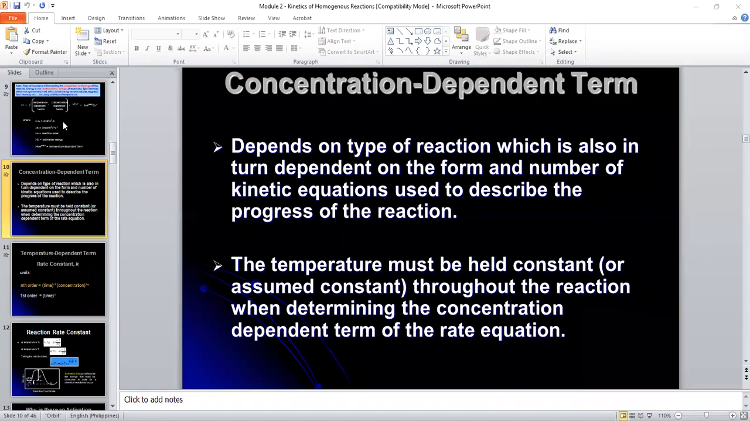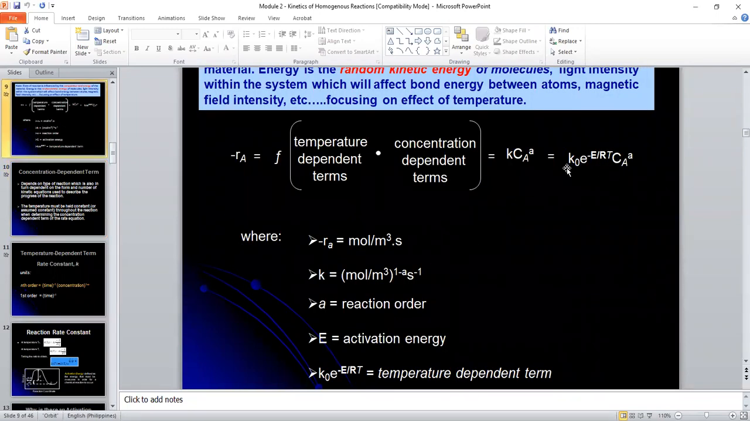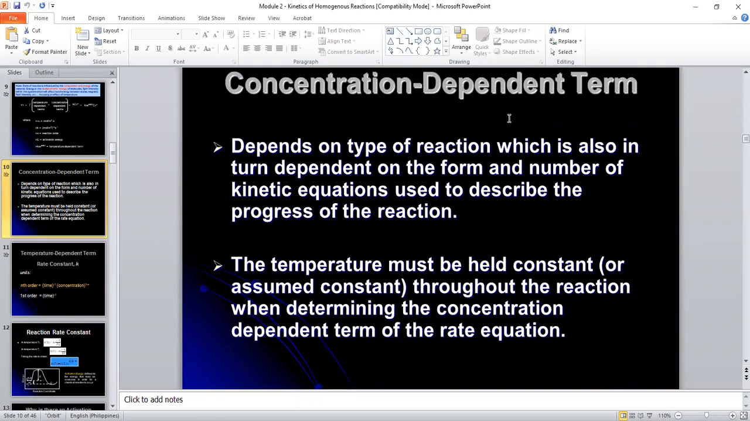Now we're done with the temperature-dependent term, which is our Arrhenius equation, and we go now to the concentration-dependent term. This depends on the type of reaction, which is in turn dependent on the form and the number of kinetic equations used to describe the progress of the reaction. The number of kinetic equations has something to do with the reaction mechanism. So the mechanism has a great role in the proper way of writing the concentration-dependent term.